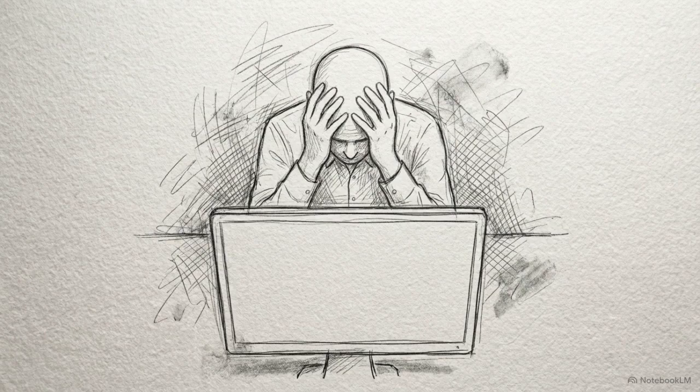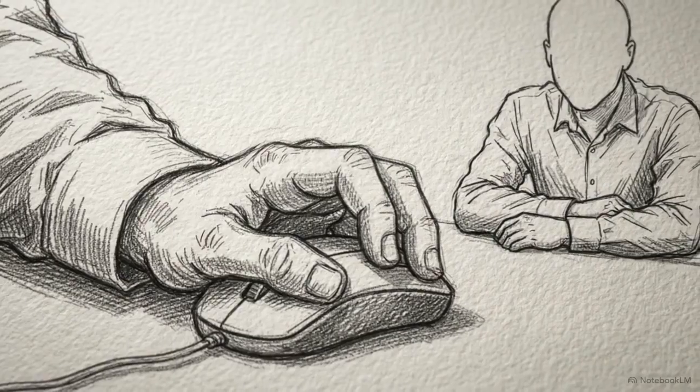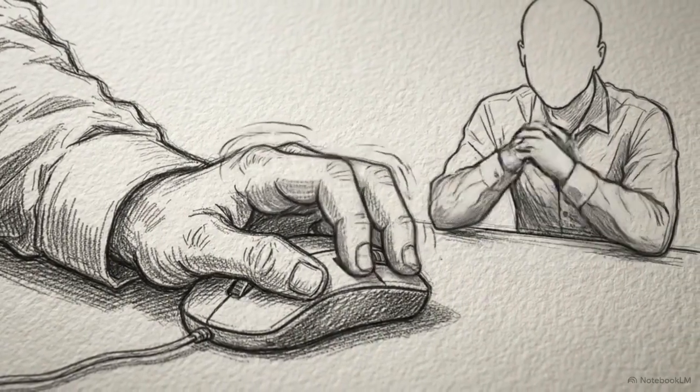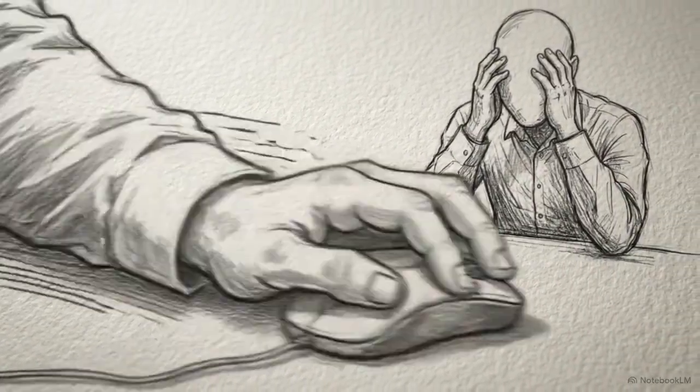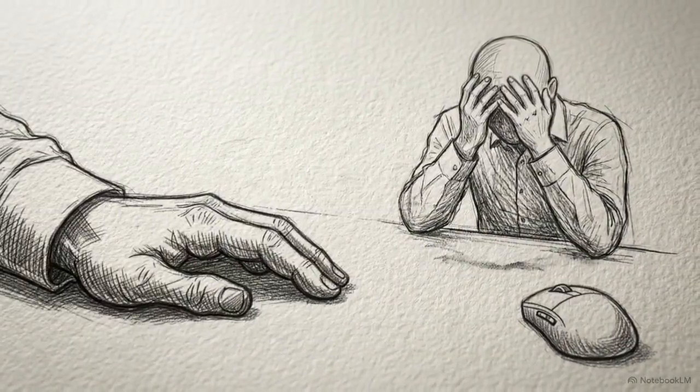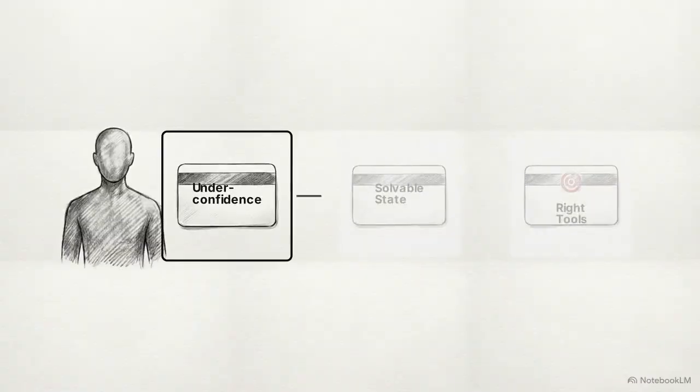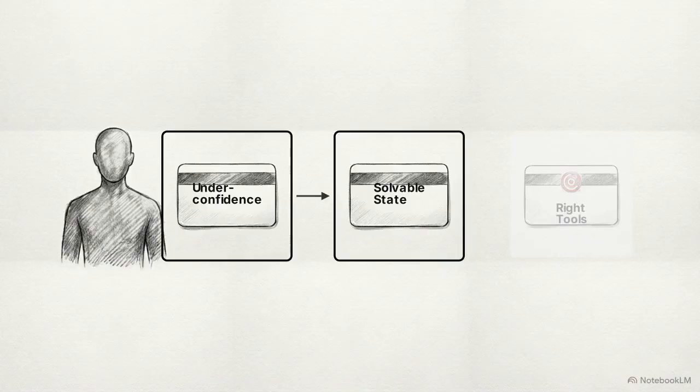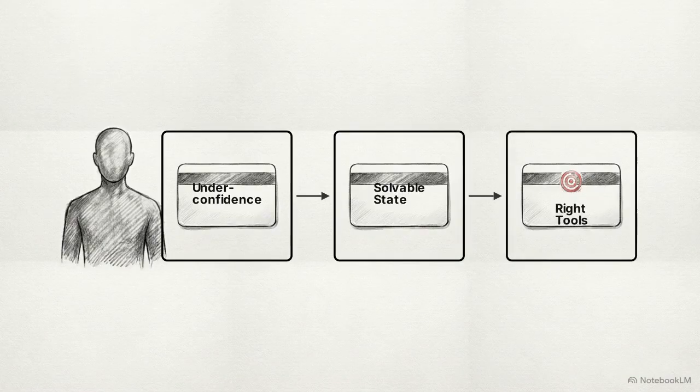You know the feeling. You sit down, staring at a screen or a blank page to start a specific task, and your mind just locks up. The self-doubt kicks in and paralysis takes over. Underconfidence is a solvable state, a temporary phase you can move through with the right tools.